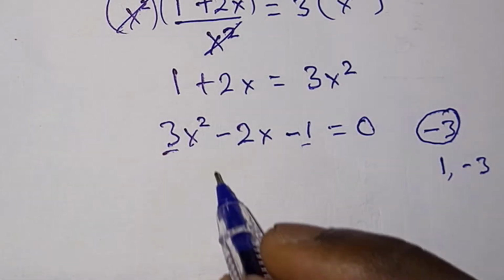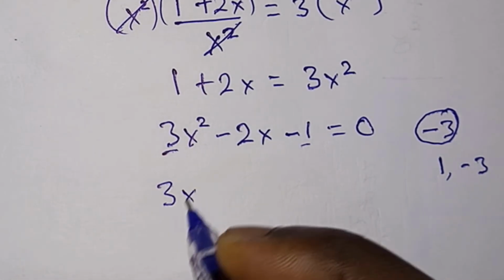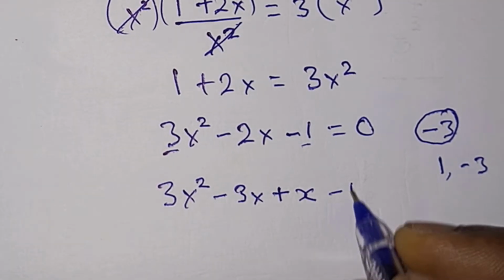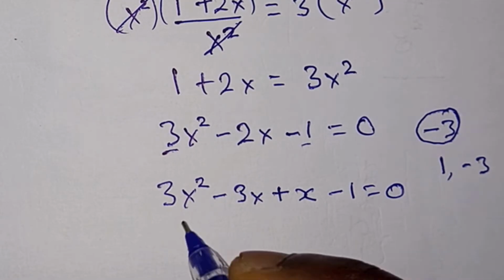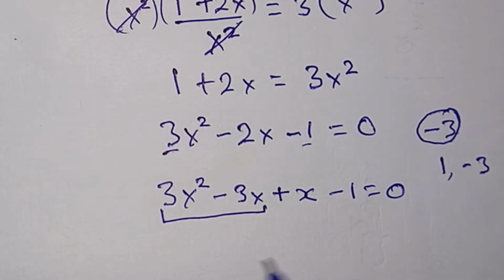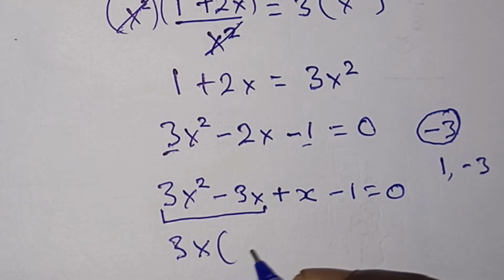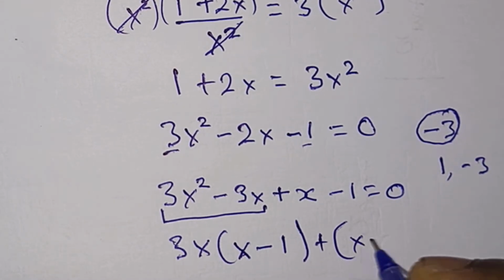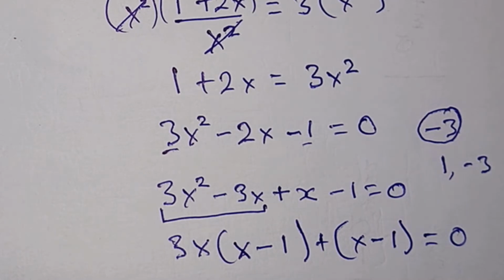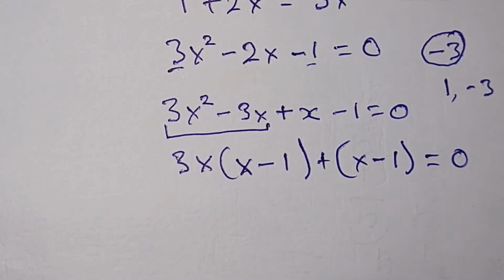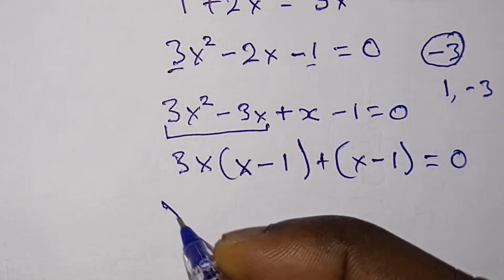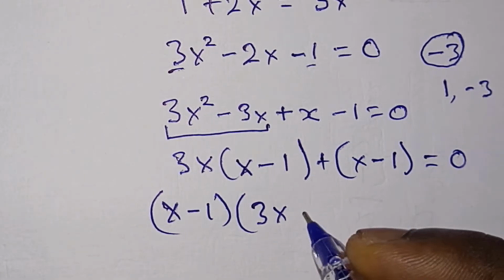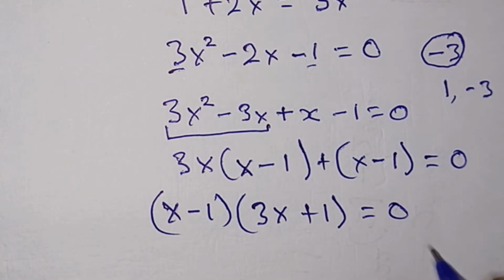So let's put these factors into the equation so that we get 3x squared minus 3x plus x minus 1 is equal to 0. Now from these two terms, we can take 3x out. So we have 3x times x minus 1. Then from here, we are left with x minus 1. And this is equal to 0. Since we have x minus 1 here, we can also factor it. X minus 1 times, here we have 3x, then here we have plus 1 is equal to 0.